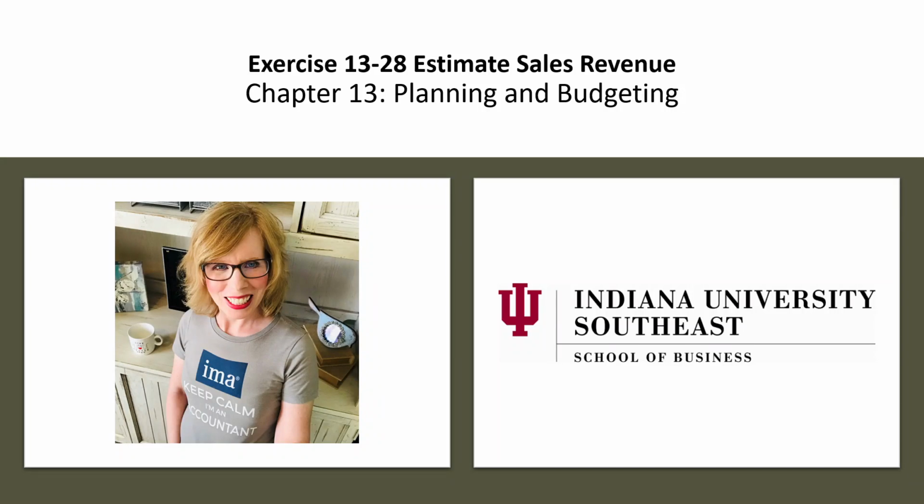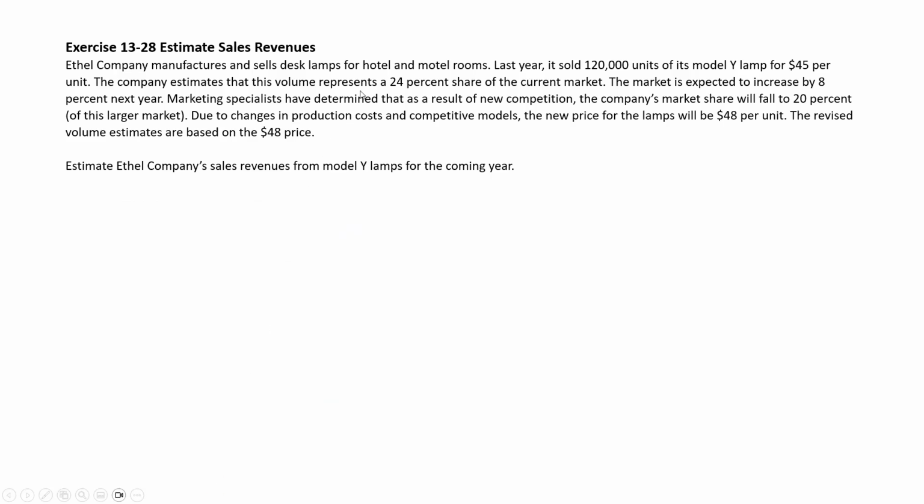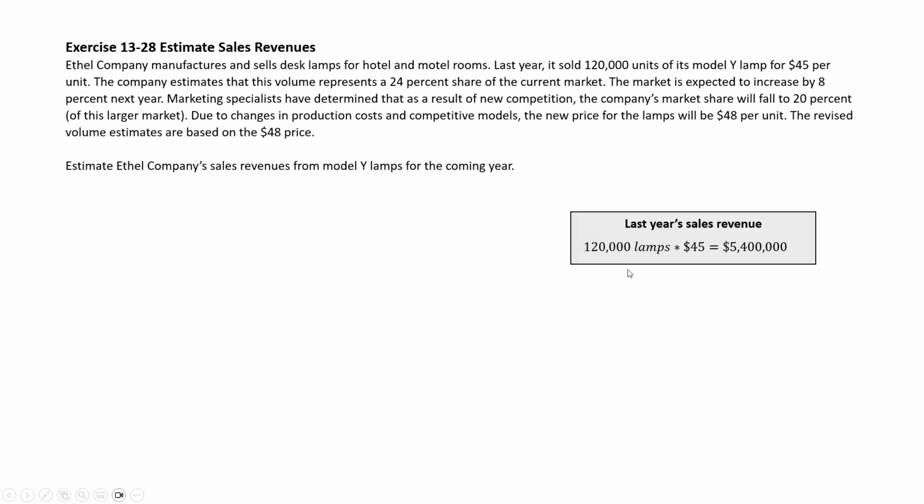In this video, I'm going to demonstrate estimating revenue. We have a company that sells desk lamps, and in particular, one model, they sold 120,000 units at $45 each. That would have been a total revenue, if we multiply that out, of $5.4 million. We have a number of changes we're expecting, and ultimately we're asked to figure out, what's the forecasted revenue for the upcoming year. But let's start to factor in these changes.